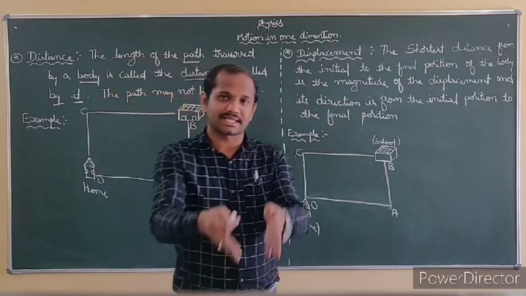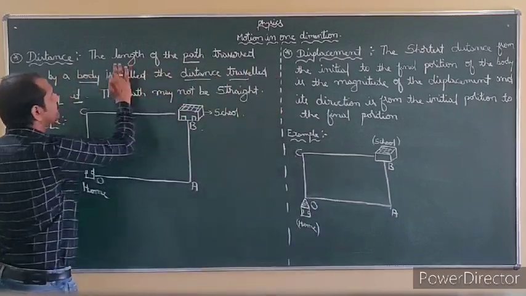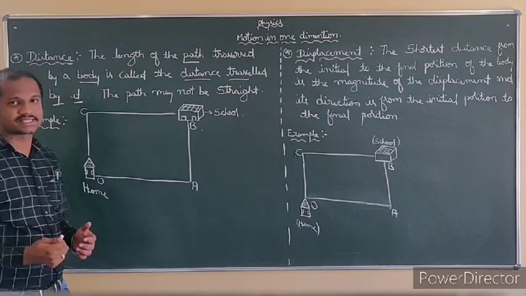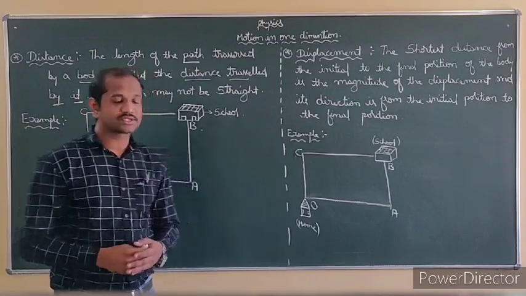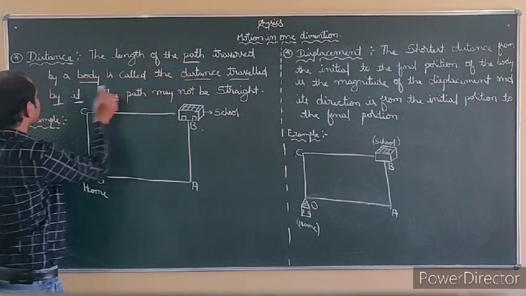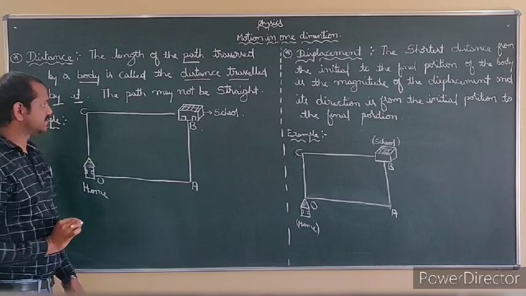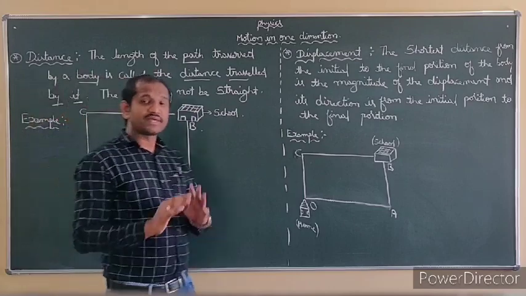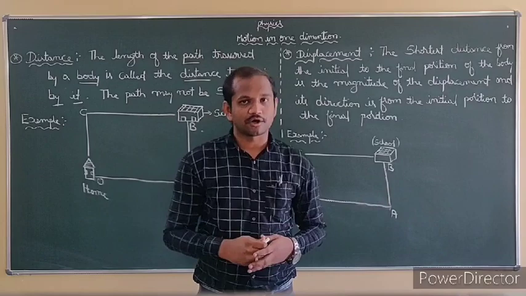It is covering some path. Understand? It has some length, by a body. The body may be we or you, it depends on the example you are taking. So distance is defined as the length of the path traversed by a body, called the distance travelled by it. And remember, the path may not be straight. It doesn't always mean that distance should be straight. It may be curved also.